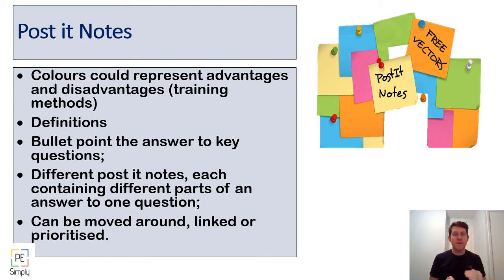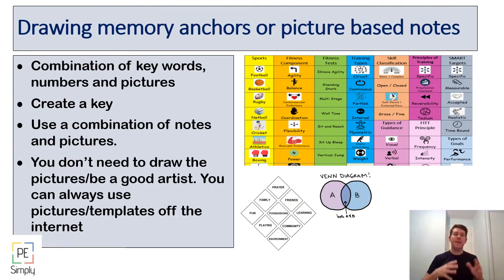So that's useful when it comes to things like components of fitness, on a specific example of a sportsman. So is power more important than balance? And trying to place those post-it notes in what you think is the right order to be able to justify your answers. Okay, another example here is what we call memory anchors or picture-based notes.